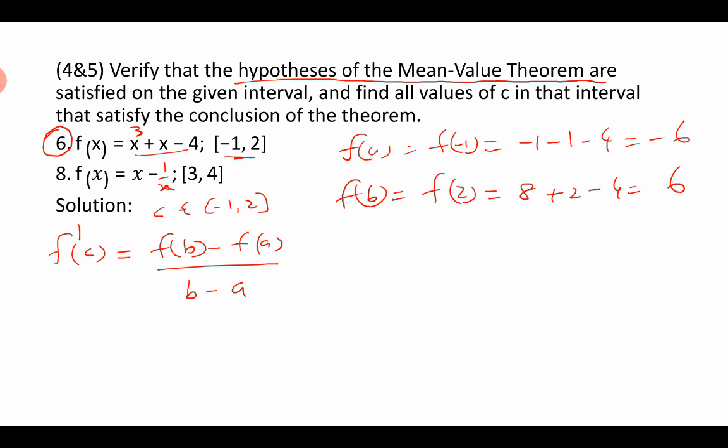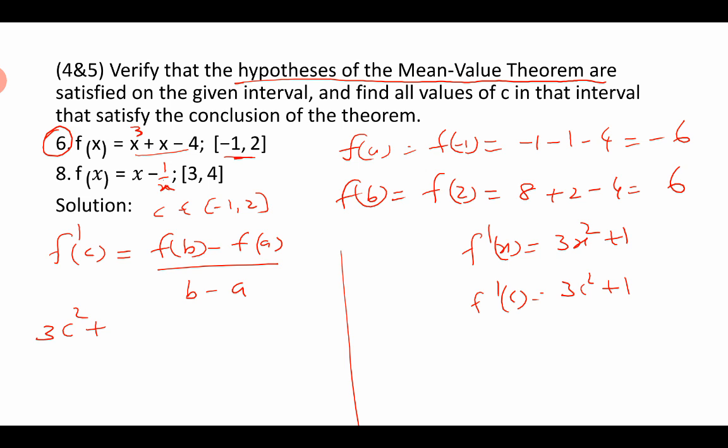So what is f dash? f dash of x is 3x square plus 1. So f dash of c is 3c square plus 1. Substitute all the information here. This is 3c square plus 1. f of b is 6 minus f of a, which is minus 6, divided by b, which is 2, minus of minus 1.